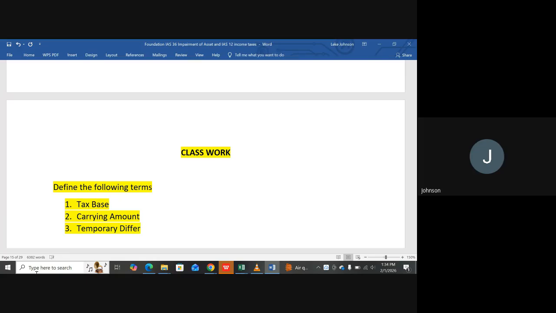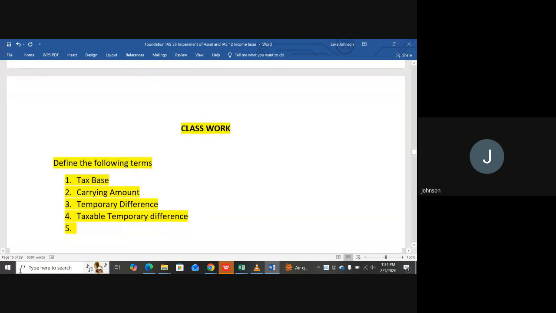Temporary difference. Number four, we have taxable temporary difference. Deductible. Oh, sorry. Deductible temporary difference.